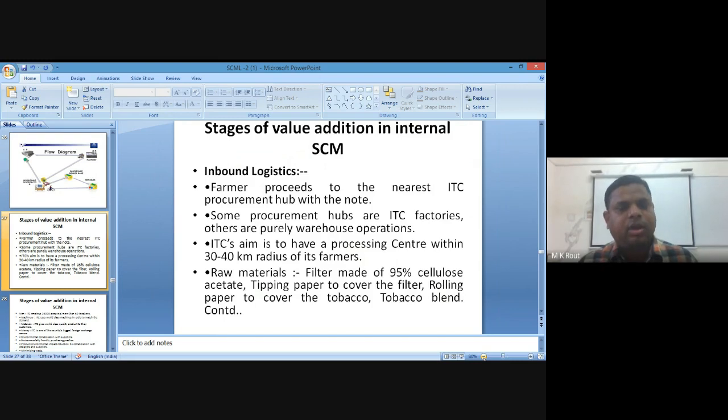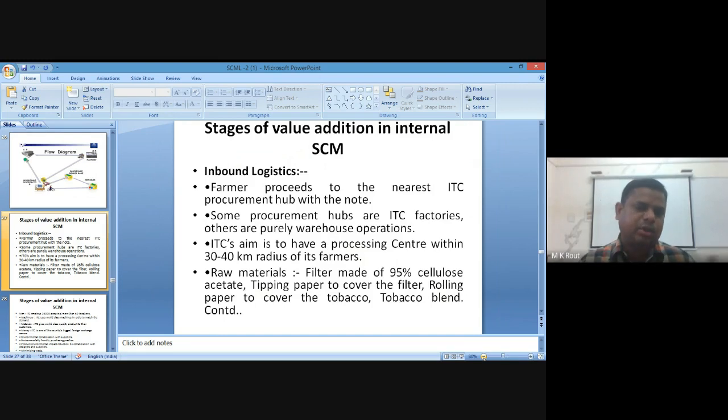That is the concept of value addition in case of inbound logistics. The next part is that in case of raw material, filters made of 90% cellulose and tipping paper to cover the filter, and rolling paper to cover tobacco blends are basically used. So these raw materials basically come from the sourcing process from different types of farmers. For example, some farmers are responsible for providing cellulose. So this cellulose is basically used in your cigarette tips and wrapping of cigarettes. Clear? And it is also used in blending of tobacco.